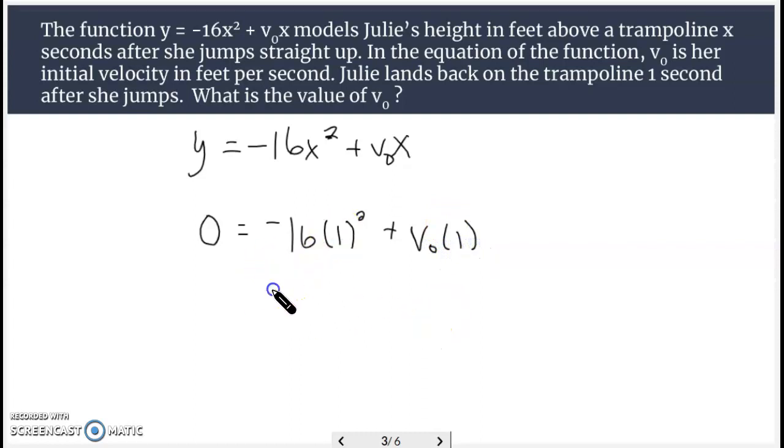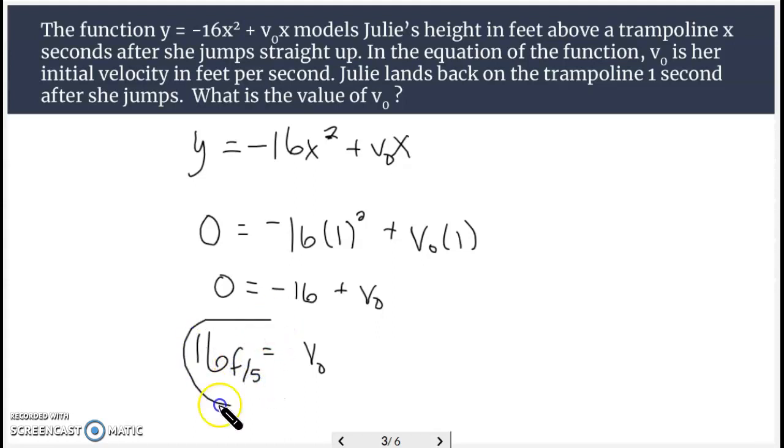Alright, 1 squared is 1. 1 times negative 16 is negative 16. Negative 16 plus v sub 0 equals 0. Add 16 to both sides. V sub 0 has to be 16. Her initial velocity is 16 feet per second. We could just label it like that.